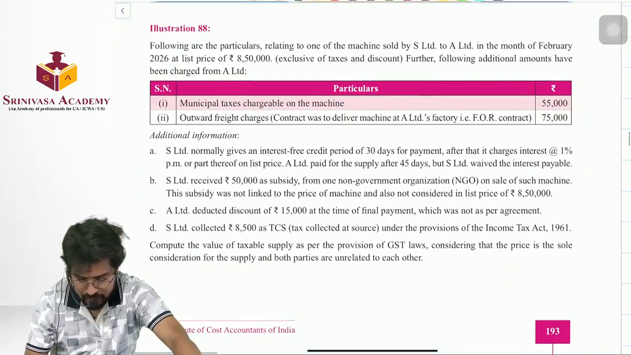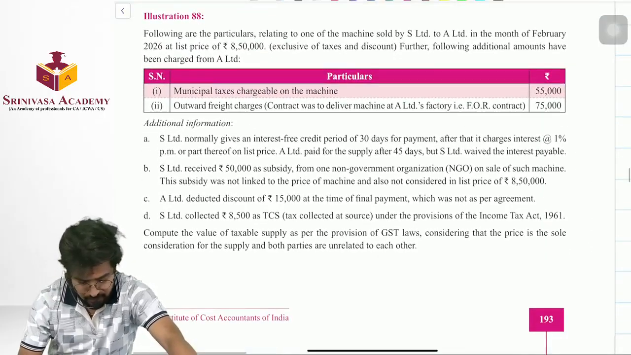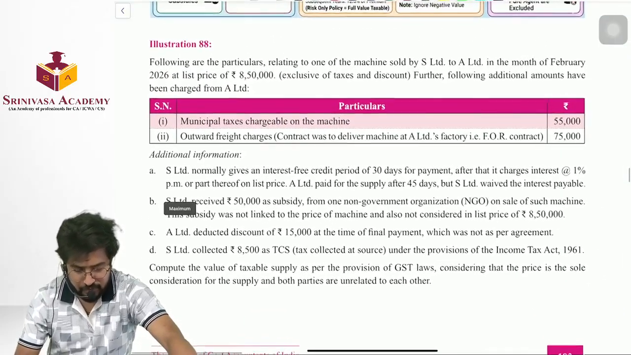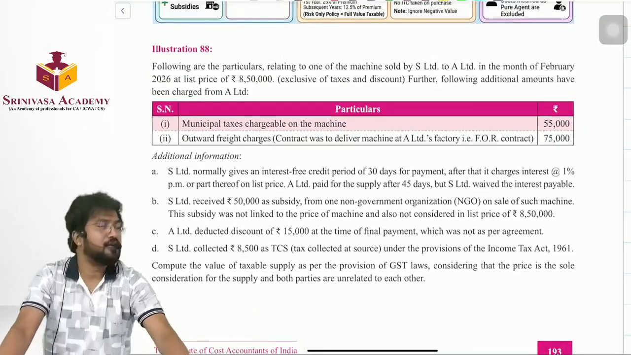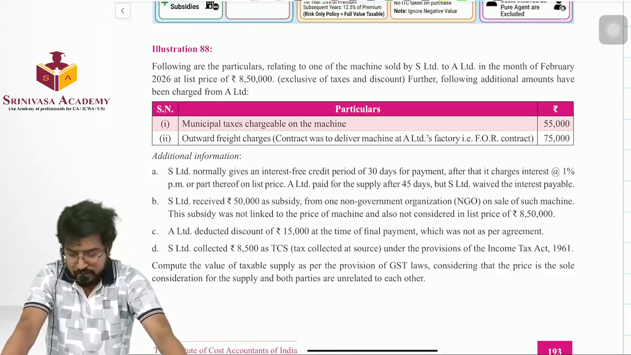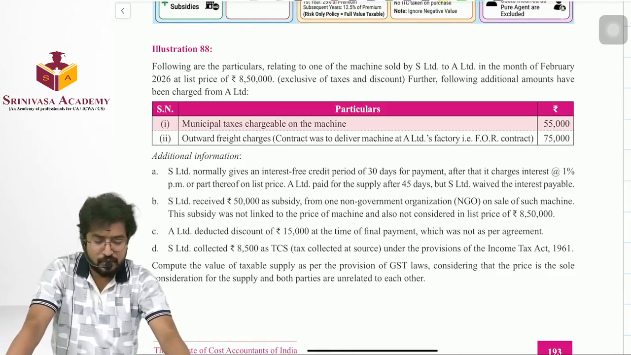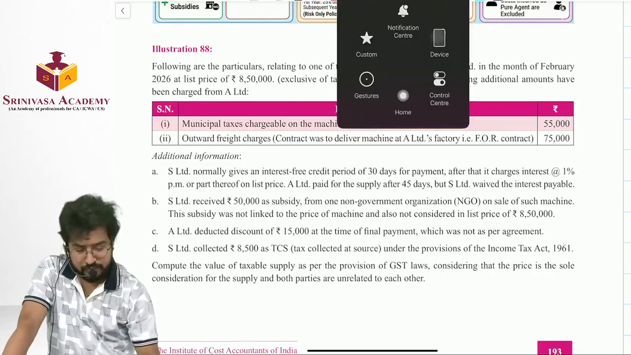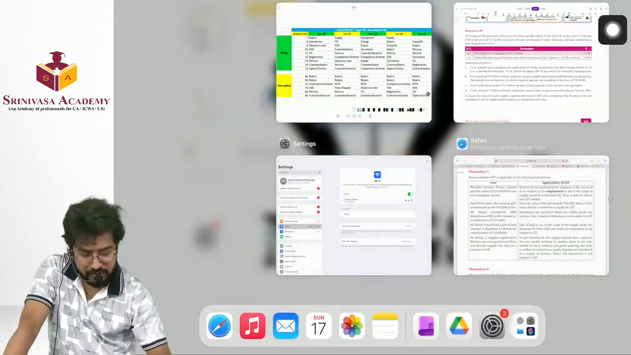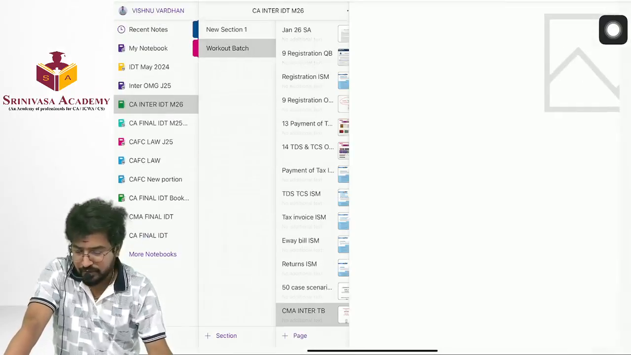Super, look at this. Everybody look at this. Page number 193. For you, it should be 135. Page number 135. Take this question. Following are the particulars relating to one of the machines sold by S Limited to A Limited. 193 for you. 135. Yes, 135. Everyone take 135.